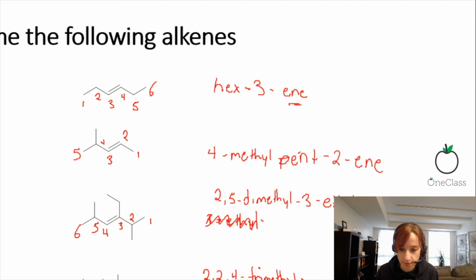Our alkene is at carbon 3, trimethyl, and we're at hex, hex, 3 ene.